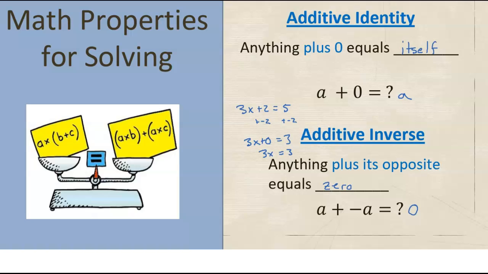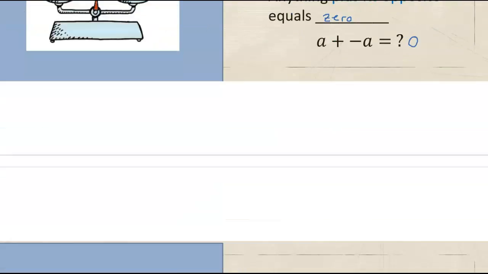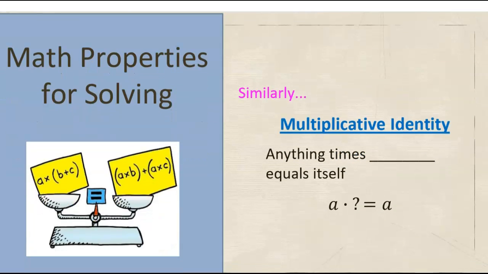So if we have an additive identity and an additive inverse, what about multiplication? Can we apply that to multiplication? Yeah, we sure can. We have a multiplicative identity. Is there a number we can multiply a by to get itself back? Anything times what equals itself? Well, that number is 1, right? A times 1 equals a. Anything times 1 is going to be itself. So that makes 1 the multiplicative identity, similar to how 0 is the additive identity.